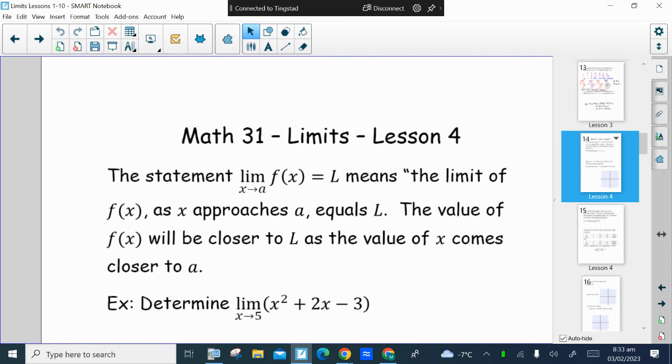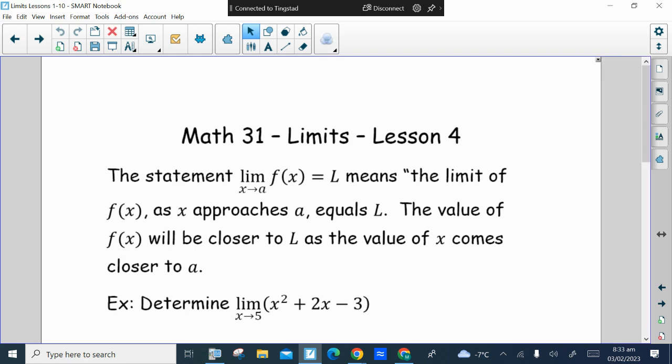So we're going to now learn about evaluating these limits. The statement, the limit of f at x as x approaches a equals L, is read as: the limit of f at x as x approaches a equals L. The value of f at x will be closer to L as the value of x comes closer to a.